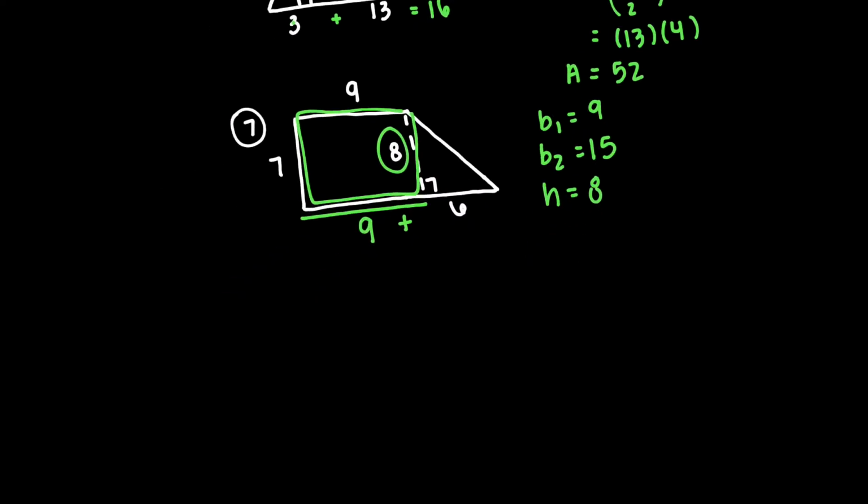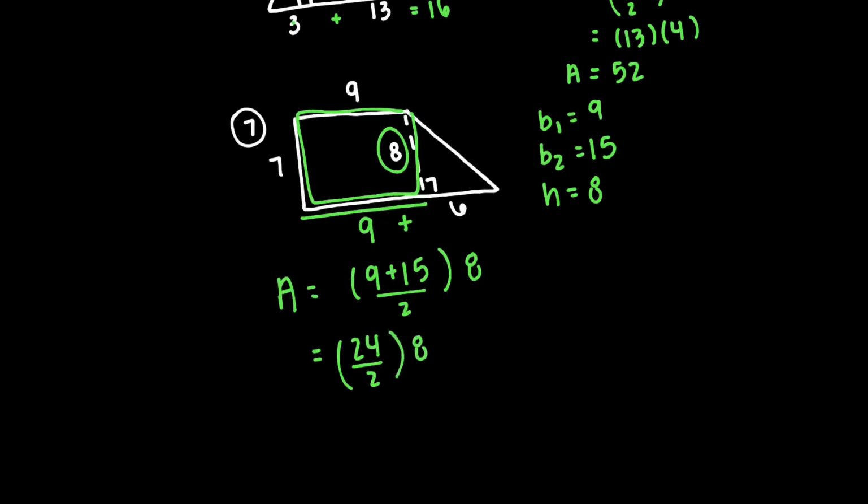So again, you can start plugging in. The area is base 1, 9 plus 15 divided by 2 times 8. 9 plus 15 does give me 24 divided by 2 times 8. It ends up being 12 times 8. And when I'm done, I know my area of this trapezoid is 96.